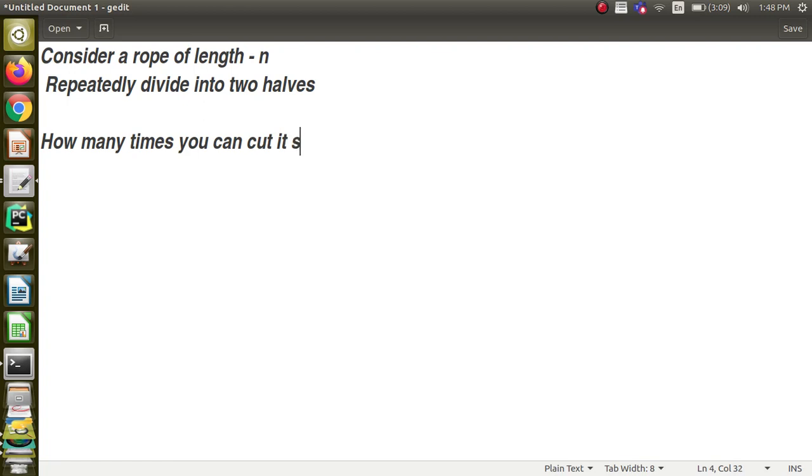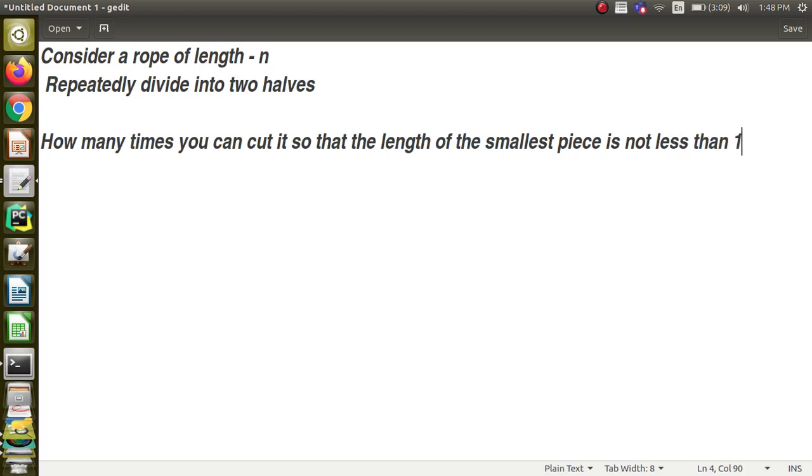There is a condition, so that the length of the smallest piece is not less than 1. This is the question. So if I give an example, you will understand better.